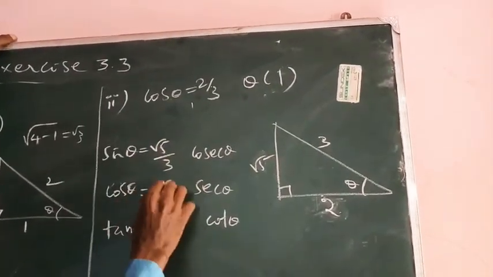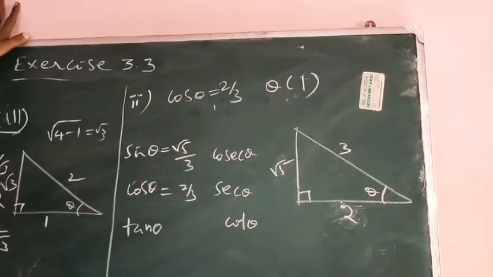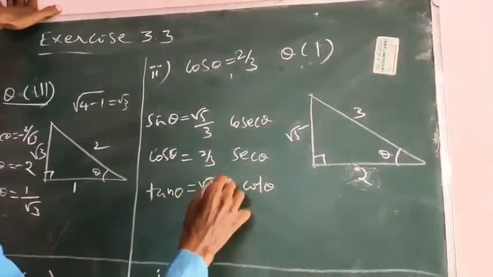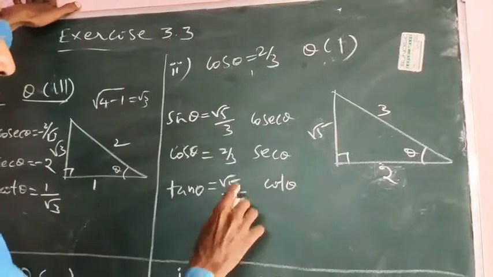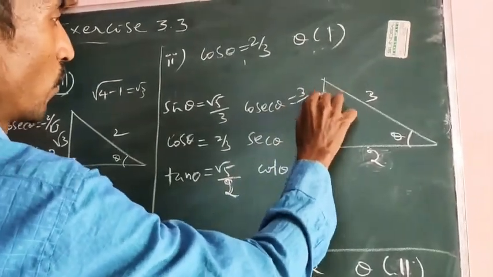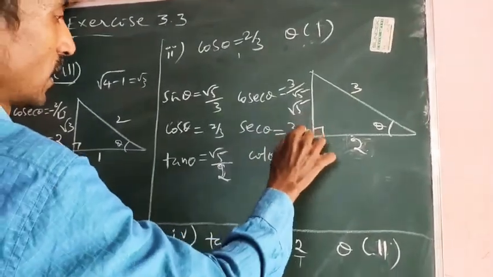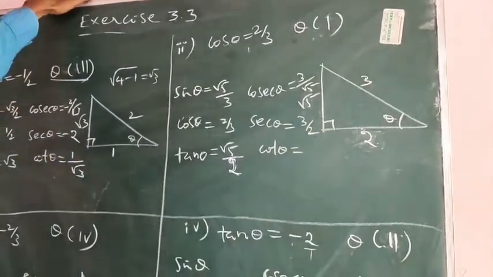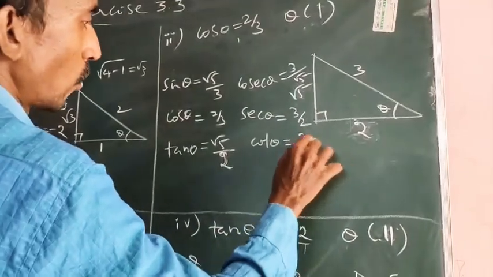Cos theta is already given. And the next one, tan, opposite side by adjacent side, so root 5 by 2. Then take the reciprocals: cosecant theta 3 by root 5, secant theta 3 by 2, and cot theta 2 by root 5.